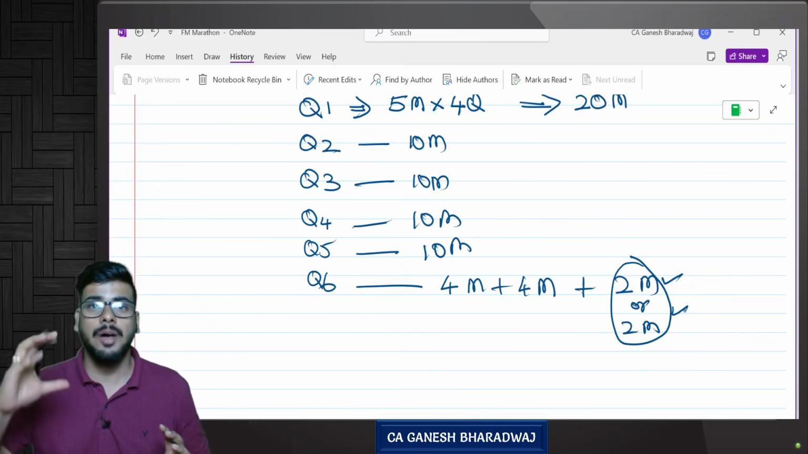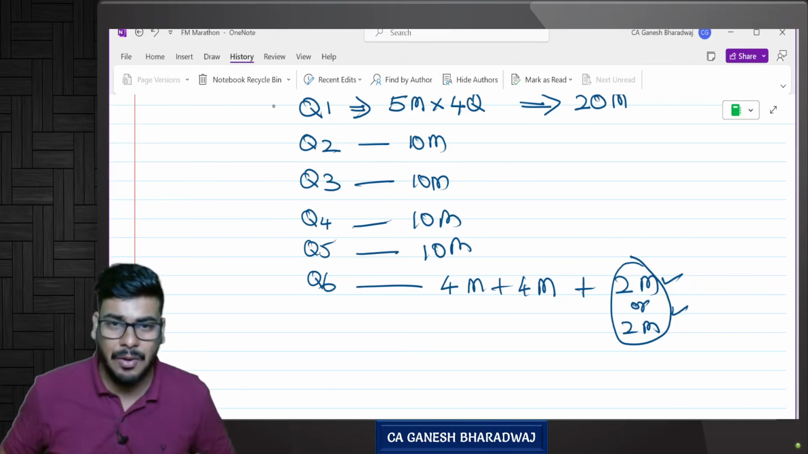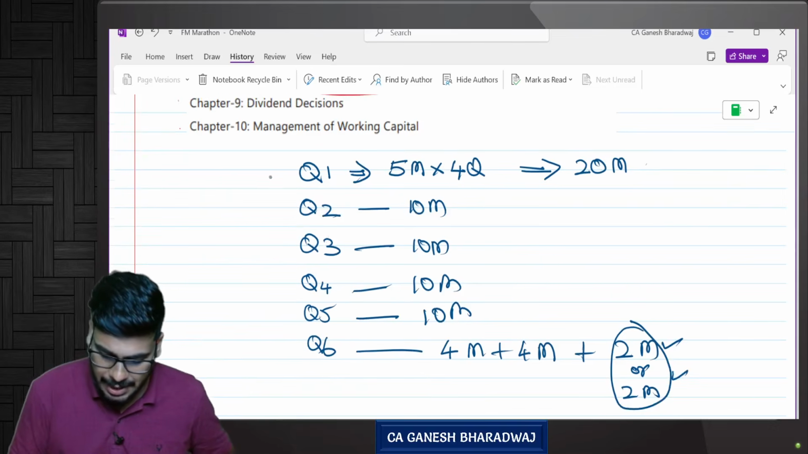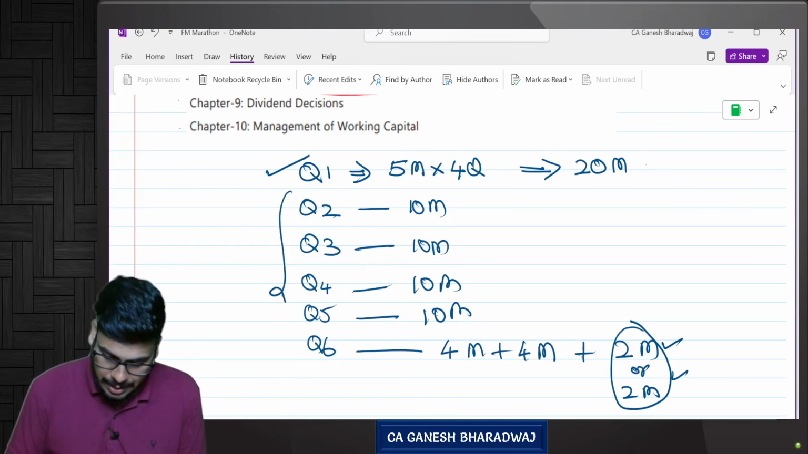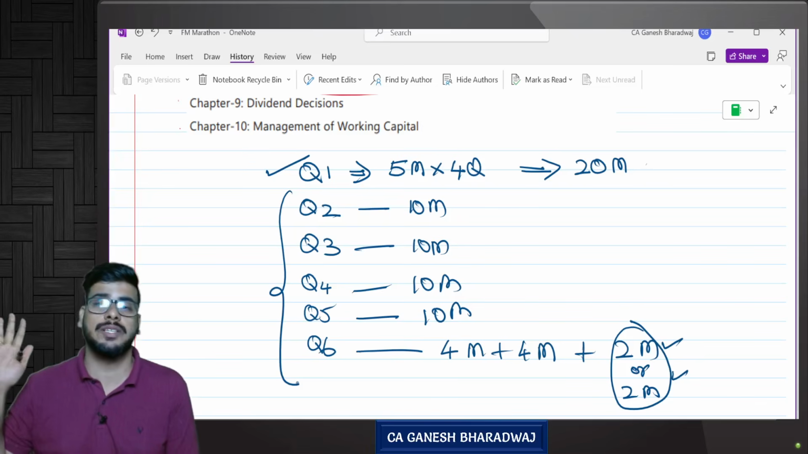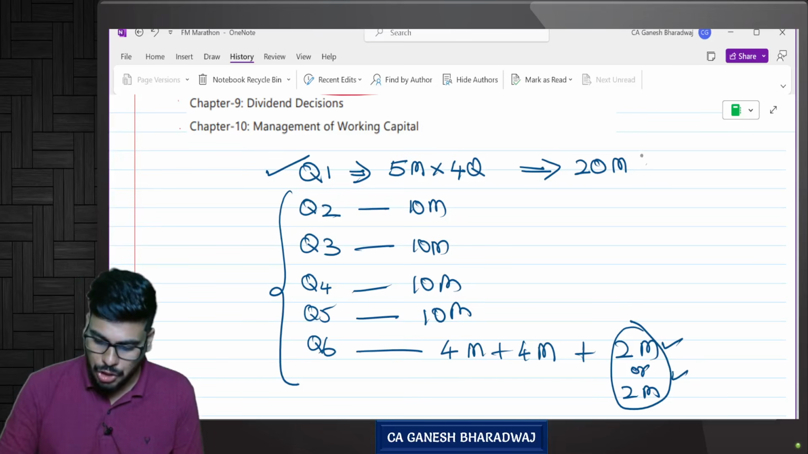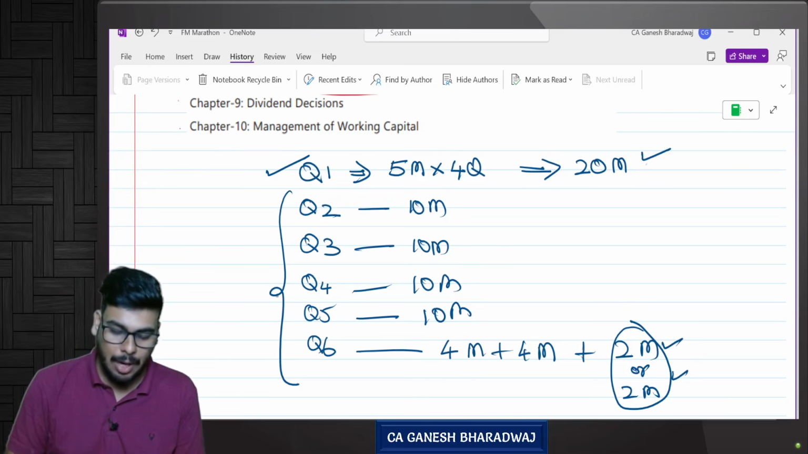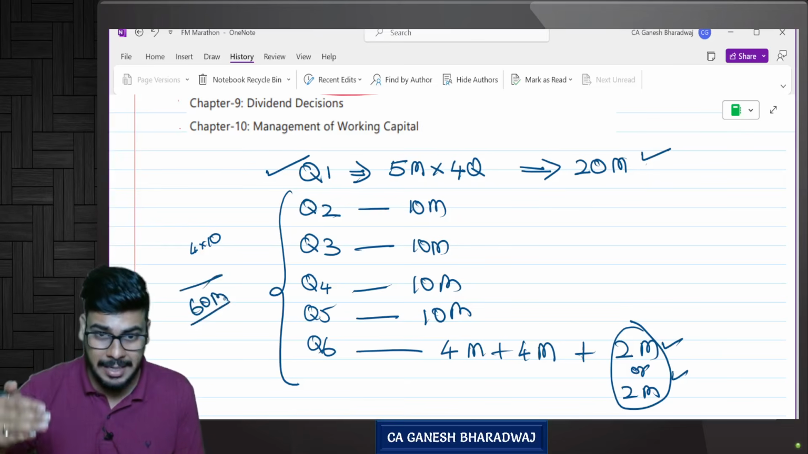So generally, how your FM paper comes for the existing syllabus and the new syllabus is: the first question is compulsory. It carries 20 marks. Correct? Then out of the remaining 5 questions, each carries how much? 10 marks. Correct? Out of the remaining 5 questions, you can attempt any 4. So 20 marks, one question, plus out of the remaining 5, you can attempt any 4. So 4 into 10, 40 marks. So 20 plus 40, overall 60 marks. Clear? This is how it is being tested currently.